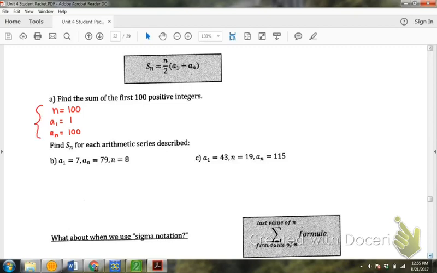Okay? So my formula says S sub n, well, how many terms are there? 100. So we're going to do S sub 100. That just means the sum of the first 100 numbers equals, what was our n value? 100 over 2. And then we're going to add A sub 1, which was 1, plus our A sub n, which is 100.